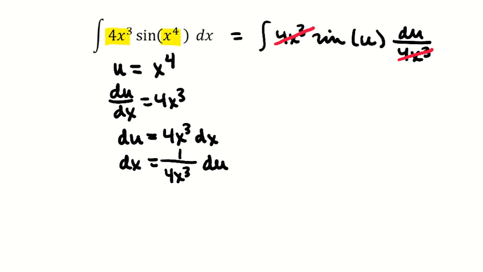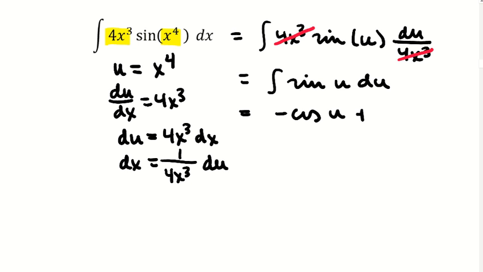Okay, so this is equal to the antiderivative of sine u du. And I know an antiderivative for sine. That's going to be negative cosine of u plus c. And then the last step is we substitute back on u: negative cosine of x to the fourth plus c. So that one worked out pretty well.